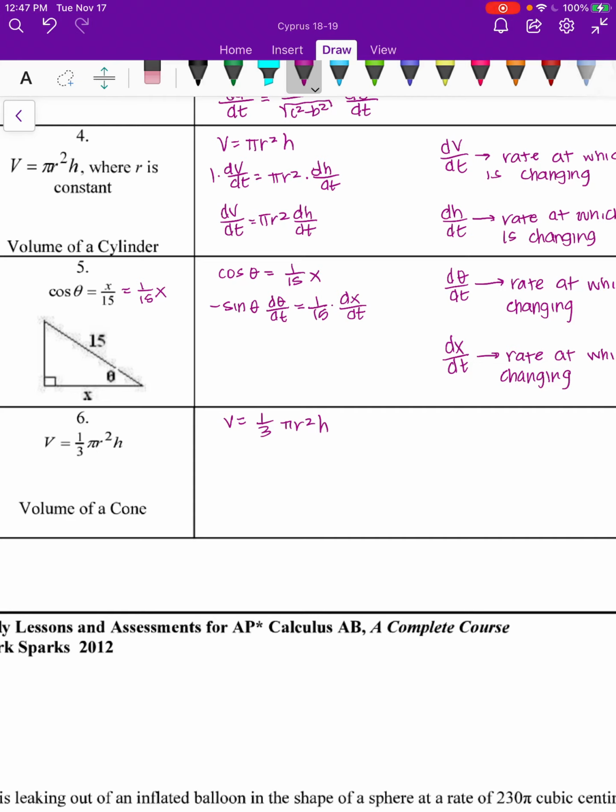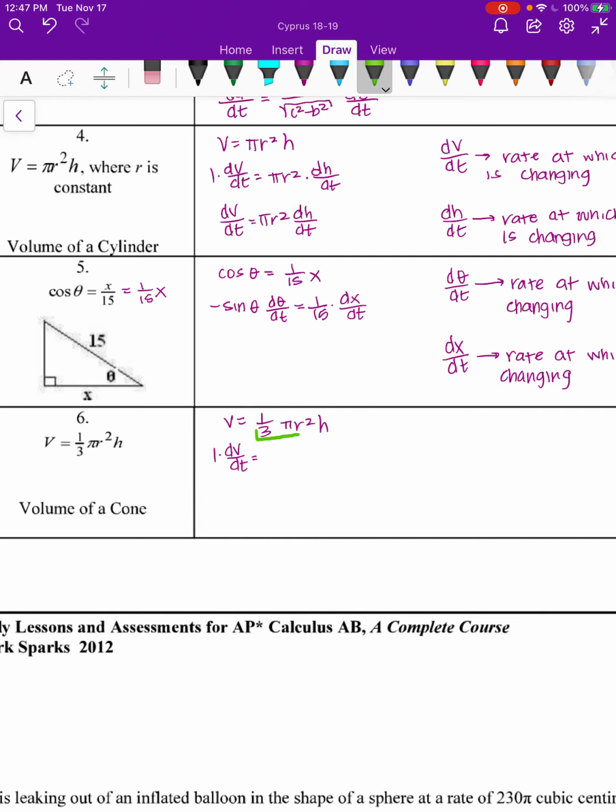So on this one, they do not tell us that r is a constant. There are no constant variables in this equation. They didn't tell us that there were any. So I'm going to have 3 different rates here, one for v, one for r, and one for h. Okay. So differentiate both sides. The derivative of v is 1 times dv dt.